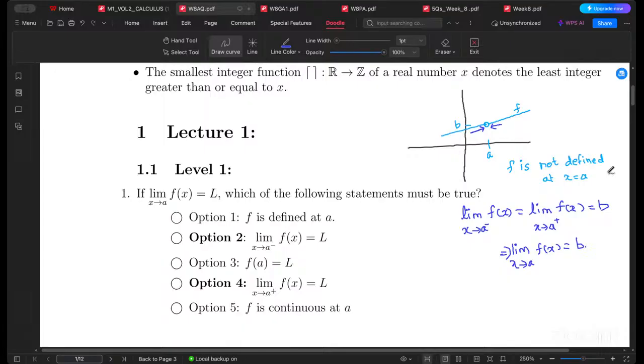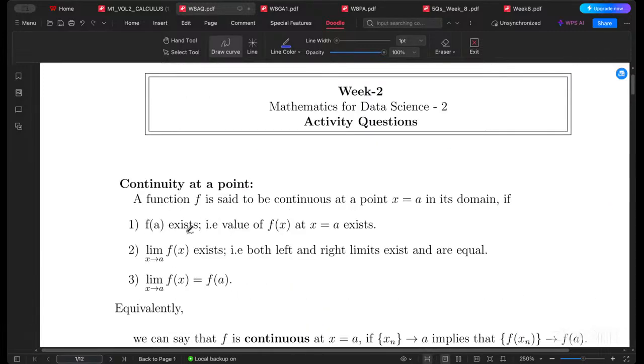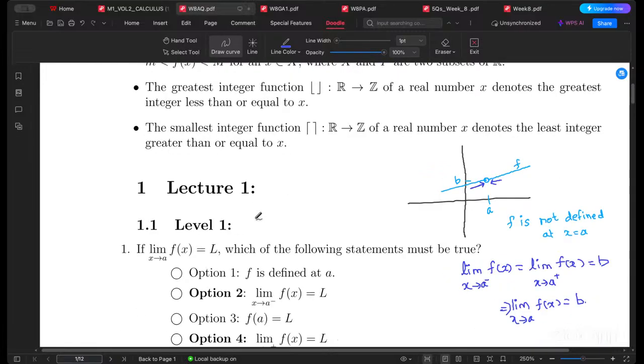Okay, so if it is not defined, this is also not possible, right? Why is option 5 not possible? If it is not even defined at a, then how can it be continuous? For continuity, the very first point is that f should be defined at a. That is the first condition: f of a exists, so the value of f at a is defined. That is the first criterion for continuity, right?